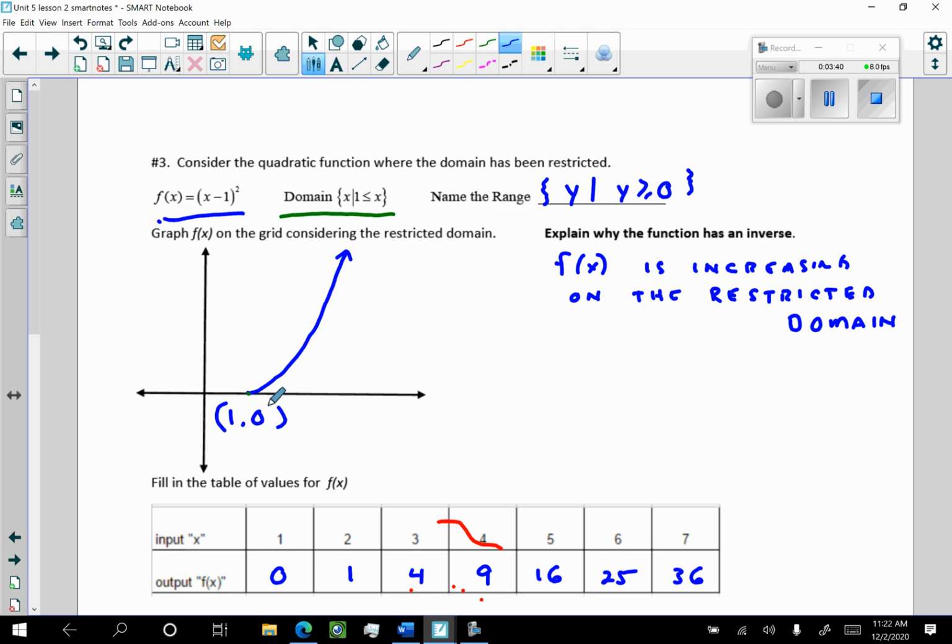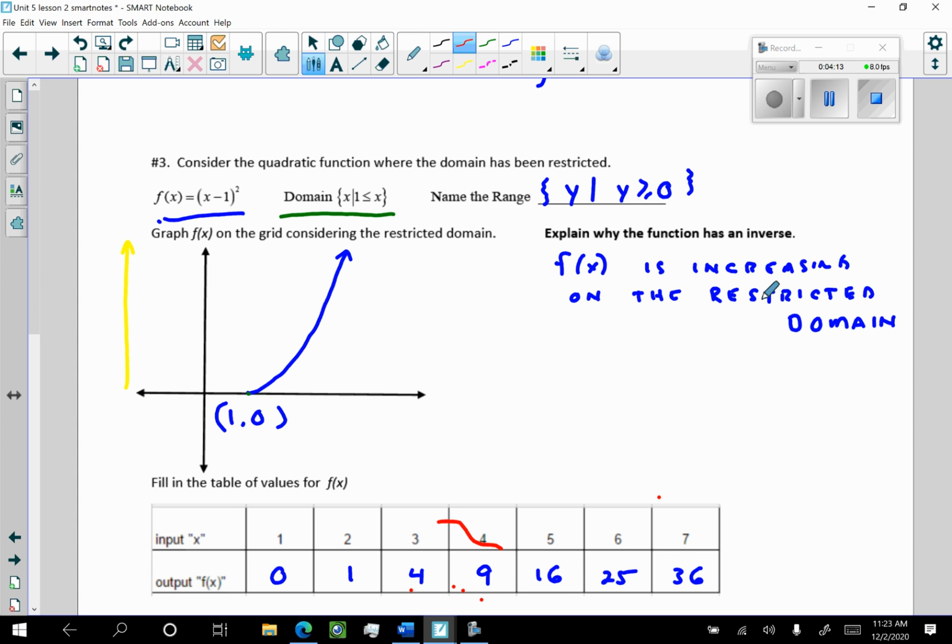And what's the range of that parabola? Now let me write that in. I would like that range in yellow. The range of that parabola is y is greater than or equal to 0. So the domain is x is greater than or equal to 1, and the range is y is greater than or equal to 0. And my first question about this, hey, why does this function have an inverse?